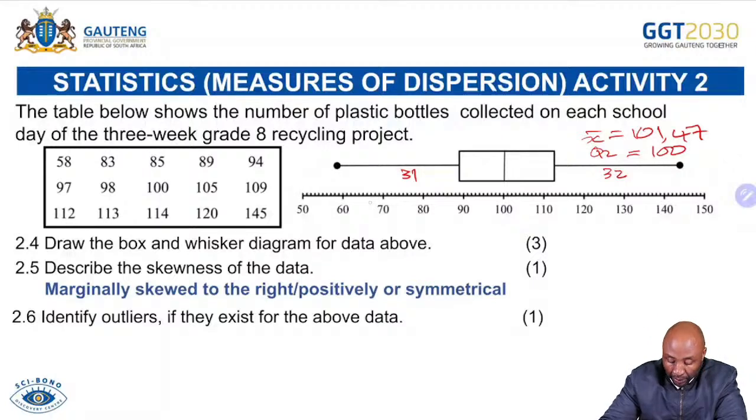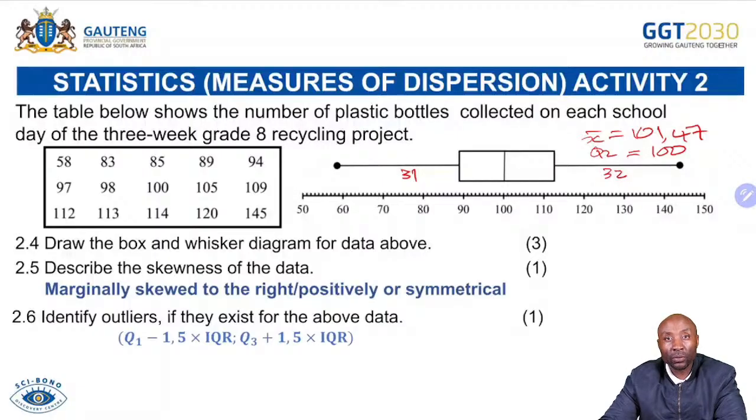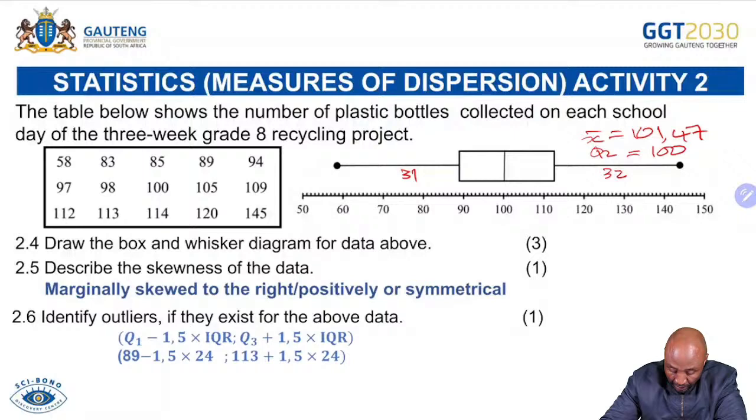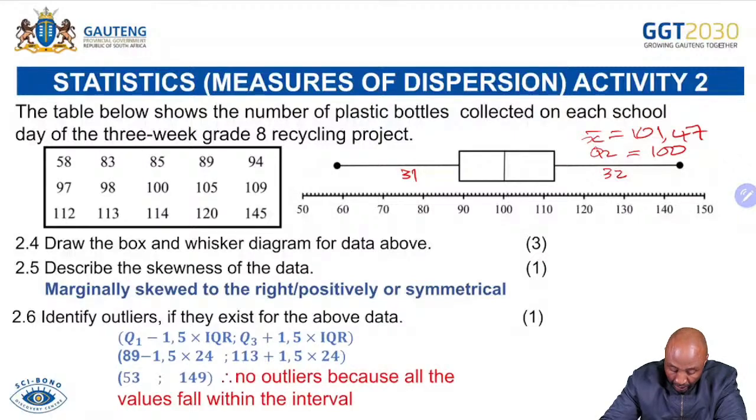We have to identify outliers. Remember, we got our Q1, we got our Q3, we add and subtract 1,5 times the interquartile range. Please note that 1,5 is the same as 3/2. So some literature uses Q1 minus 3/2 times IQR. It is the same thing. And this will give us our interval, which will be 53 until 149.